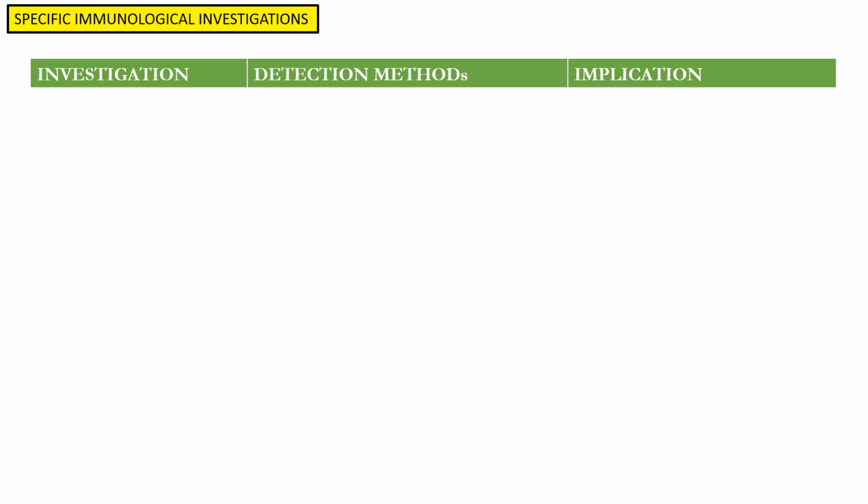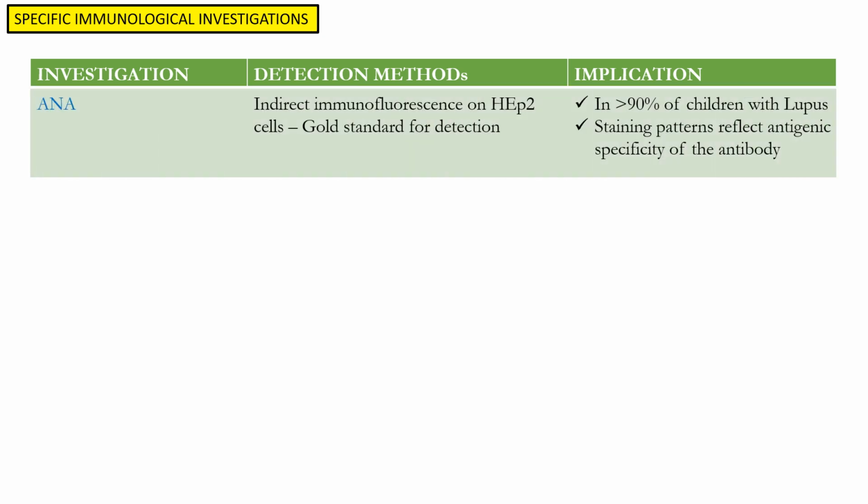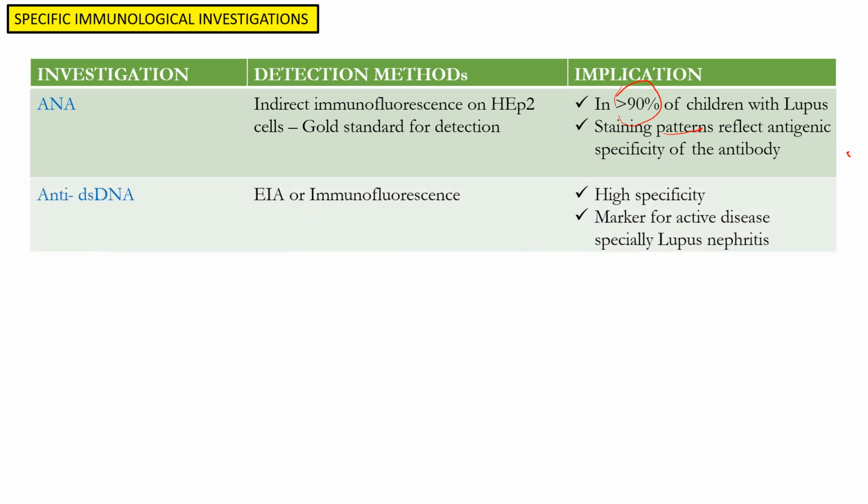Certain specific immunological investigations include ANA, which is detected by indirect immunofluorescence on Hep2 cells, which is the gold standard for detection. It is positive in more than 90% of patients with lupus, and staining patterns reflect antigenic specificity of the antibody. Anti-double-stranded DNA is detected by enzyme immunoassay or immunofluorescence. It has high specificity and is a marker for active disease, especially lupus nephritis.